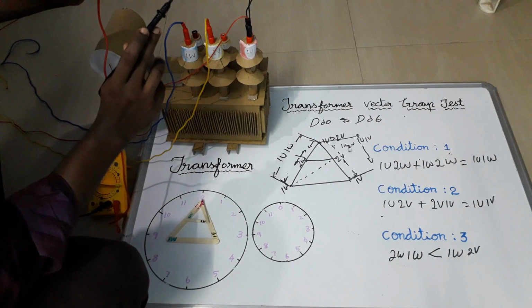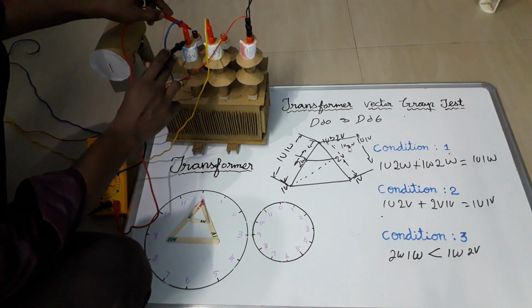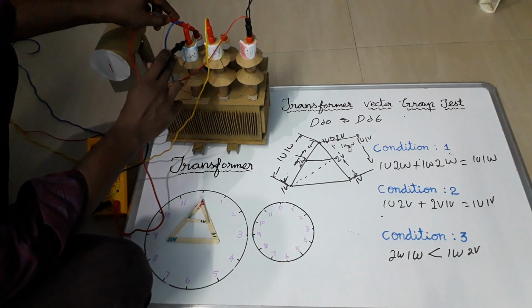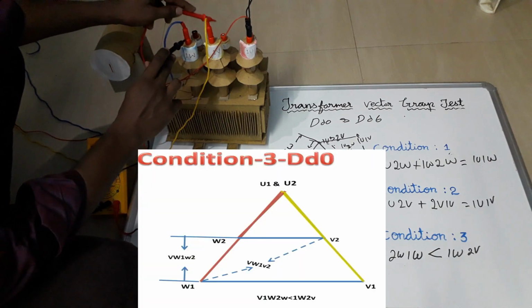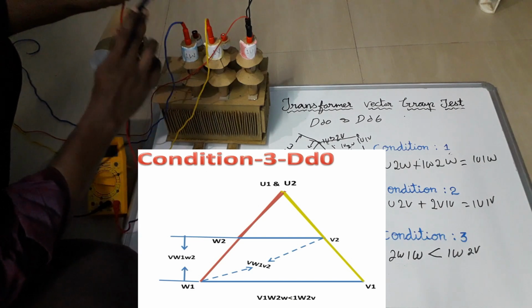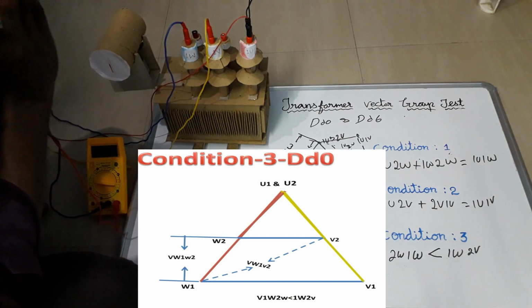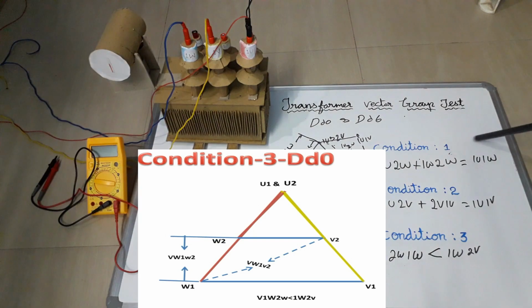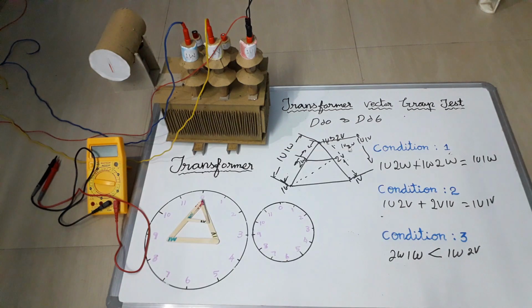We have to measure this B phase HV and B phase LV voltage. This voltage should be lesser than B phase HV and Y phase LV. This should be greater than our previous measured value. If this condition is okay, if all these three conditions get satisfied, then it satisfies the Dd0 vector group. Now we can see Dd6 vector group, how to do this testing.